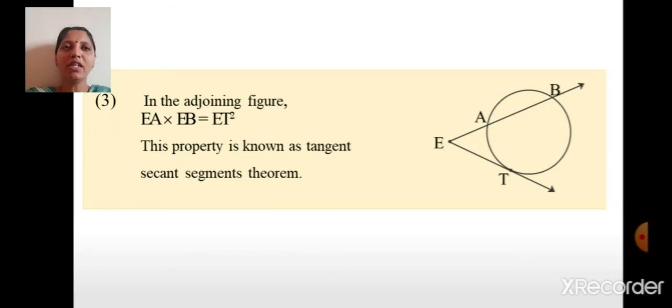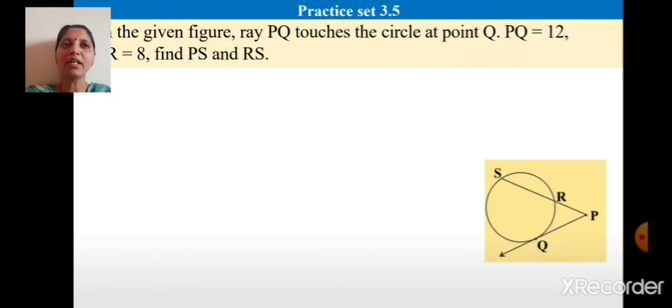Then we have seen the tangent secant segments theorem. It means EA into EB is equal to ET square. I hope everyone is understanding all these theorems and remembering them. If you have any doubt regarding this, you can watch the previous video. Now let's start with practice set 3.5.